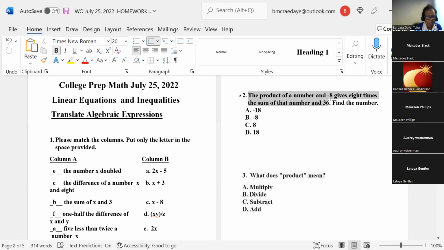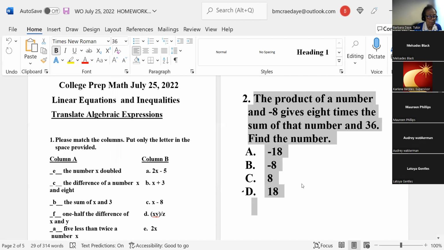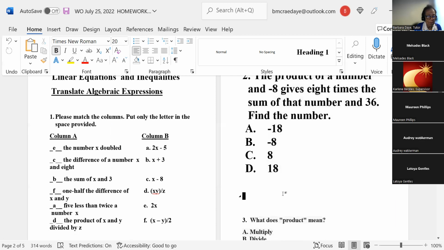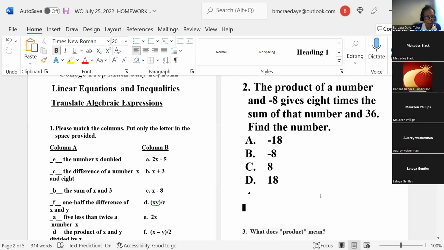Okay. The product of a number and, well, let me just make this bigger. Audrey, what did you write for product of a number and a minus 8? I put negative 64. No, but for the product of a number, you've got to go back to your n for a number, or x. You don't know what the number is. So the product of a number and a minus 8. What did you put, Audrey?